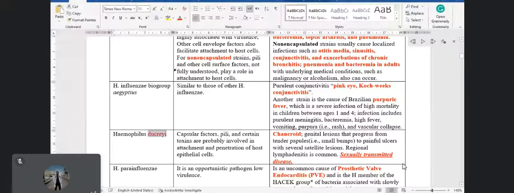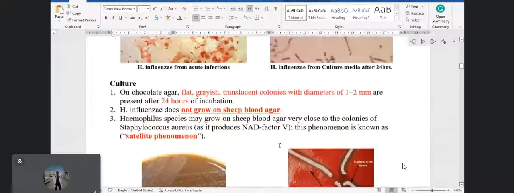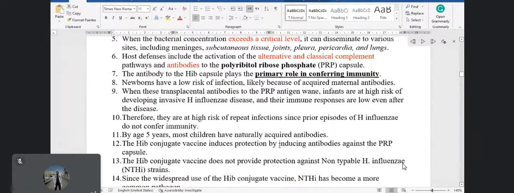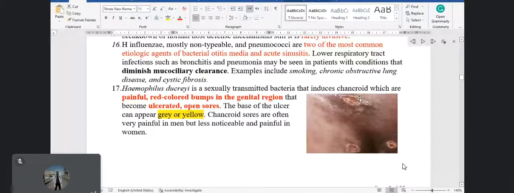This is sexually transmitted, it is capsulated, it has pili which help it to attach, and it also produces toxins. It causes chancroid, a genital lesion that progresses and forms papules. I think I have a picture right here of a chancroid. It is mostly found on the external genitalia or even on the skin near the genitalia. It has a yellowish and gray base with an inflamed red margin.